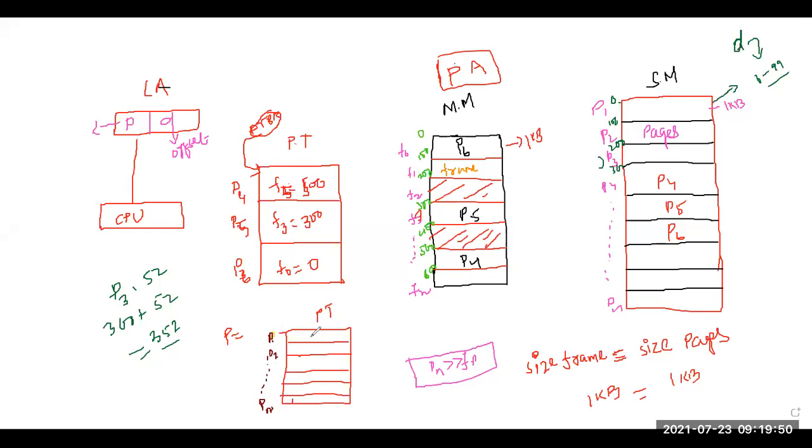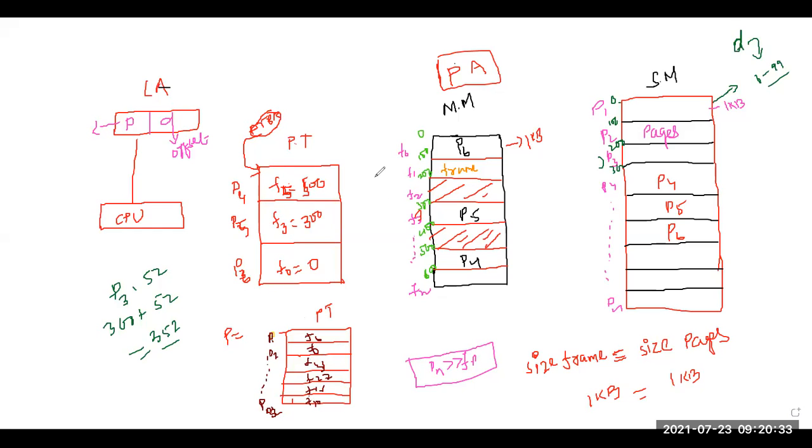Similarly, I will have the frame numbers. The frame numbers will be random. Suppose this is frame 6, this is frame 0, this is frame 31, this is frame 27, this is frame 16. Like this. Suppose this is P32, and this is frame number 10. Second thing, remember, there will be no multiple entries. Frame 10 will not repeat. Only one page in one frame because it is a fixed size partition.